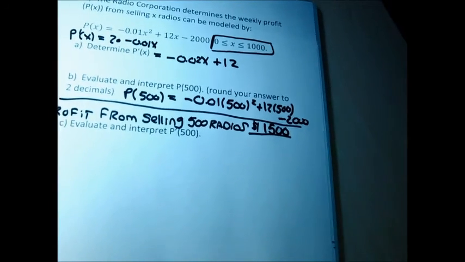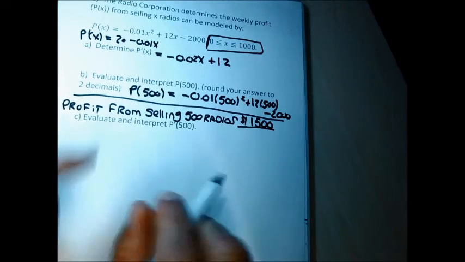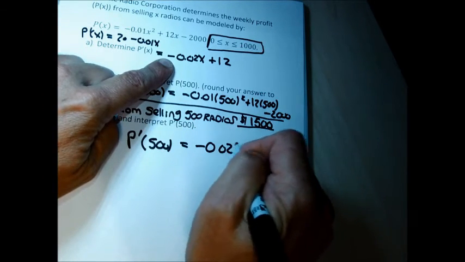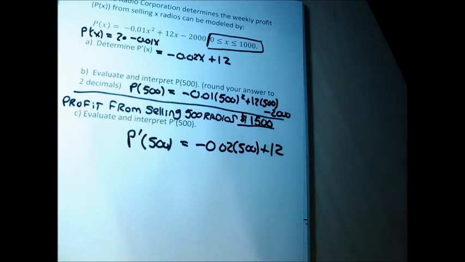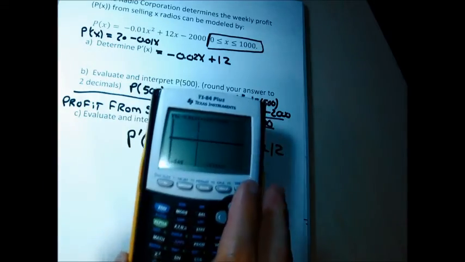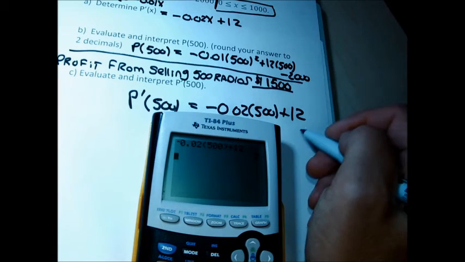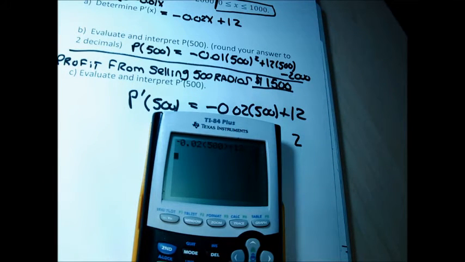Move on to part C, evaluate, interpret P prime of 500. Well, P prime of 500 is going to be negative 0.02 times 500 plus 12. I can do that from the main screen, or I can do it from the graph screen. From the main screen, I would just go second quit, clear, negative 0.02 times 500 plus 12, and I'd get 2. Interesting. And from the graph screen, to make sure that's the same case, I'd go y equals, that's in there. I go second calc, dy dx, and I type the number 500 in, and it gives me that same number 2. So that's nice. When they match up like that, you know you haven't made a mistake.